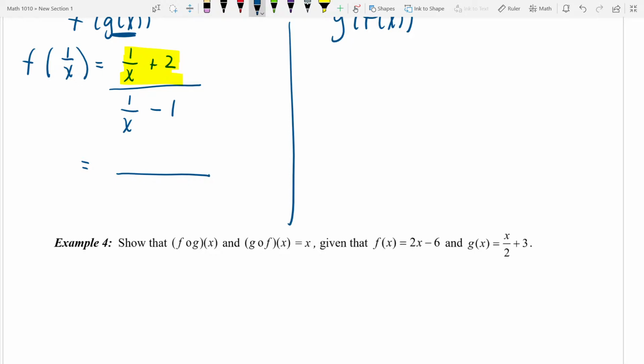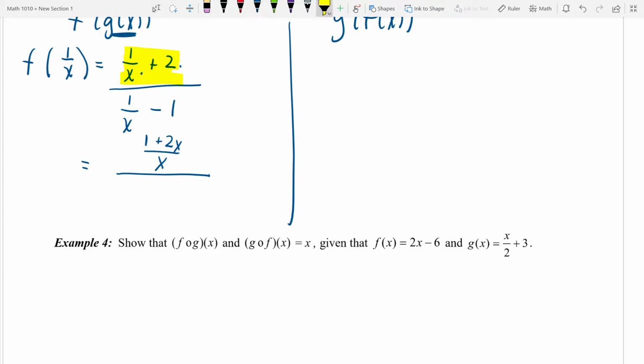Common denominator. What's my common denominator going to be? An x. So everybody put an x right there. This guy right here already had the x, so he's good to go. I'm just going to put a 1 there. This guy right here doesn't have the x, so I have to go 2 times x is 2x, like that.